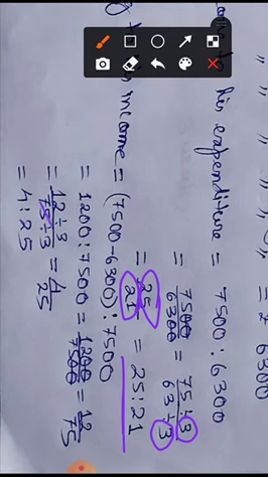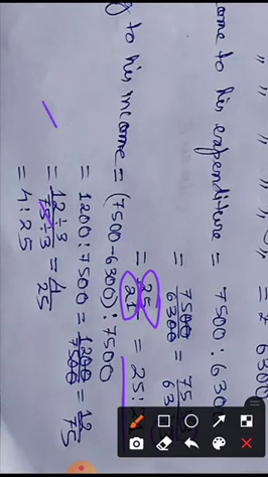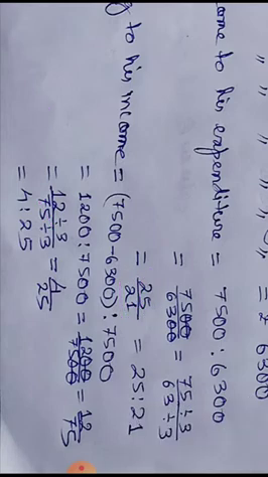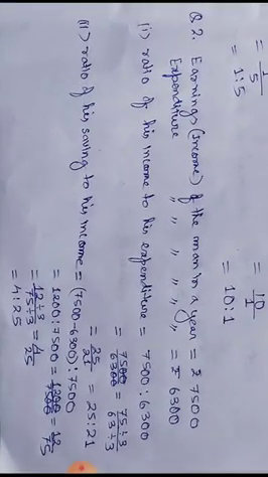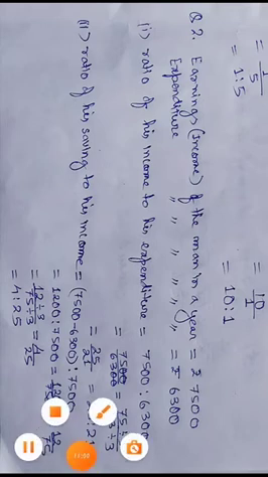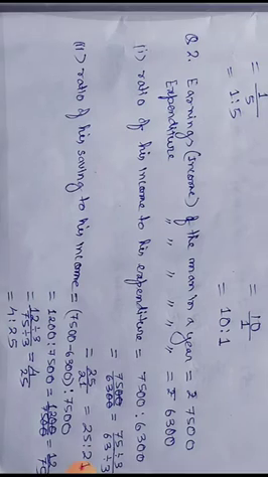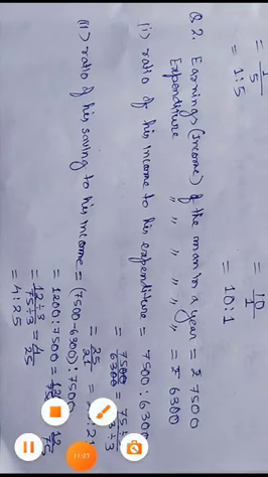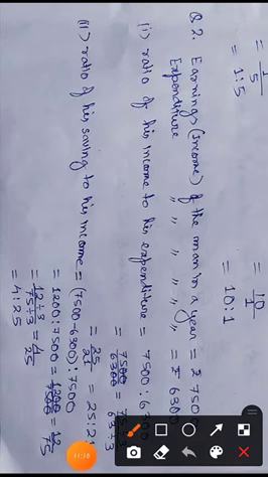Now we'll see the question Roman number 2. We have to find the ratio of his saving to his income. Now how to take out saving? To take out saving, you have to subtract the expenditure from the earnings. Then you will get saving. So saving is 1200.